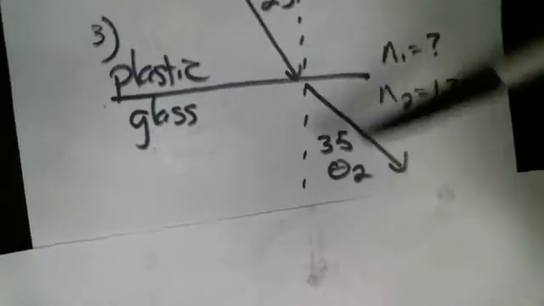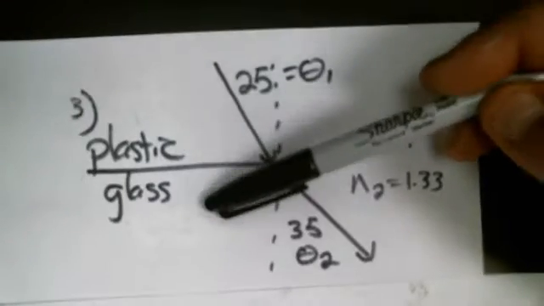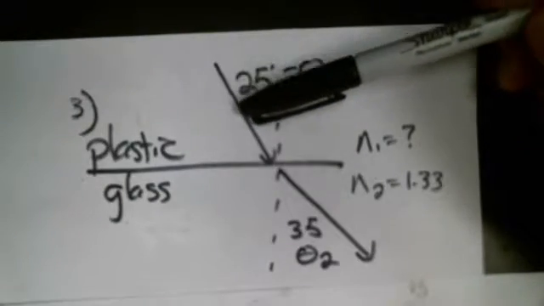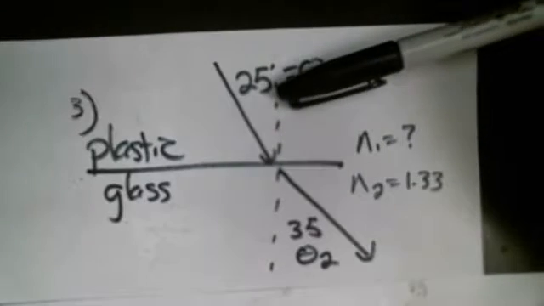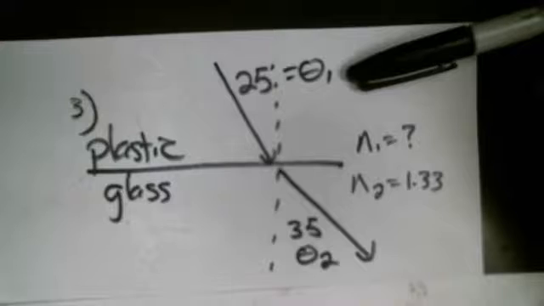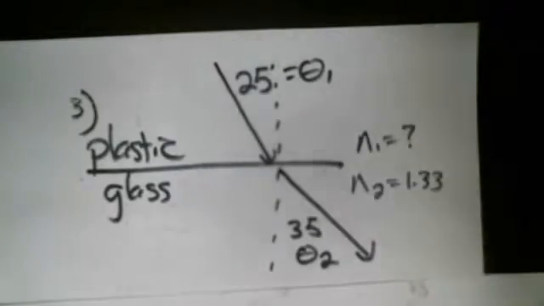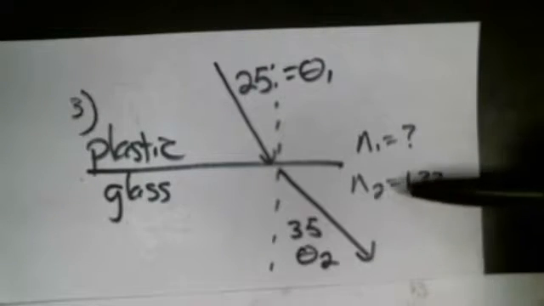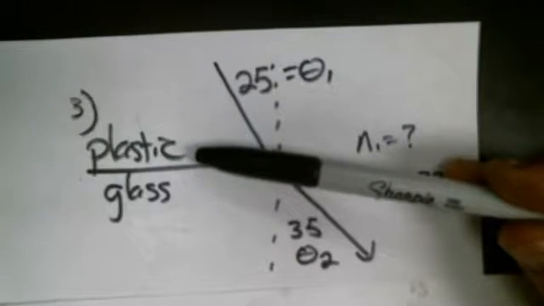Question number 3. In this case, we know both angles. Light goes from plastic into glass, so the first material it's in is the plastic. The second material is the glass. The first angle is 25 degrees, that's theta sub 1. The second angle, or the angle of refraction, is 35. We know the second index of refraction. We want to know the first index, the index of the first material, the plastic.